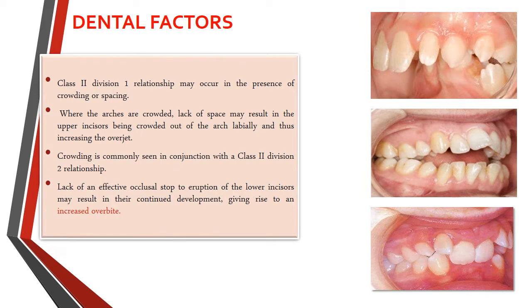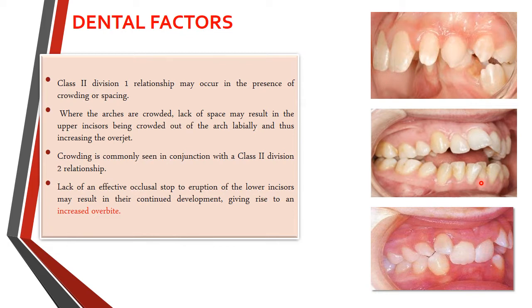For the dental factors, the class 2 division 1 may occur in the presence of spacing or crowding. When the arches are crowded and we have a lack of space that is enough to align the teeth properly, usually those teeth will be proclined and so they are going to increase the amount of overjet. Conversely, if the crowding is happening in the lower labial segment and they are proclined, they are going to decrease the amount of increased overjet. So they are going to decrease the severity of the class 2 relationship.